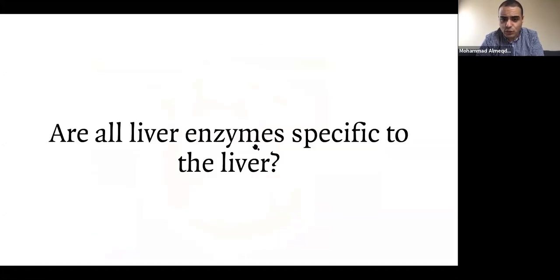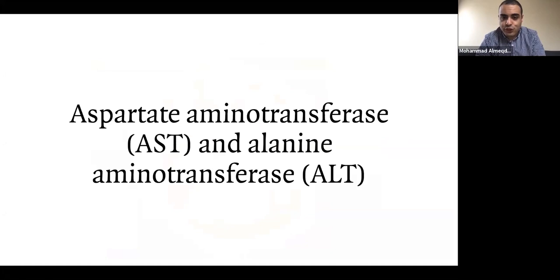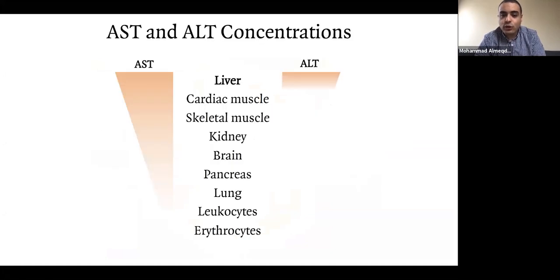Okay. So are all these enzymes specific to the liver? And obviously the answer is no, right? If you start with AST and ALT, AST is really not that specific to the liver. AST goes in a gradual concentration, lower concentration as you go down this ladder. From the liver, it goes down to cardiac muscles, skeletal muscles, kidney, brain, even in erythrocytes. Somebody with hemolysis might have elevated AST.